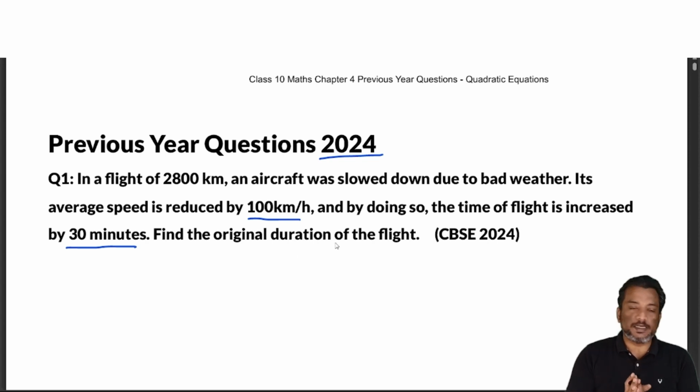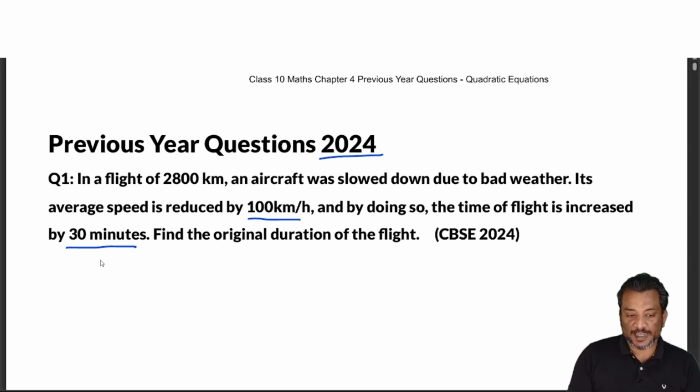So simple here, the question is saying there was a distance that a regular flight is covering, that is 2800 km in some time x. But due to bad weather, the speed of the flight was reduced by 100 km per hour. Now to cover the same distance, the time has increased by 30 minutes. So here we have a very easy way.